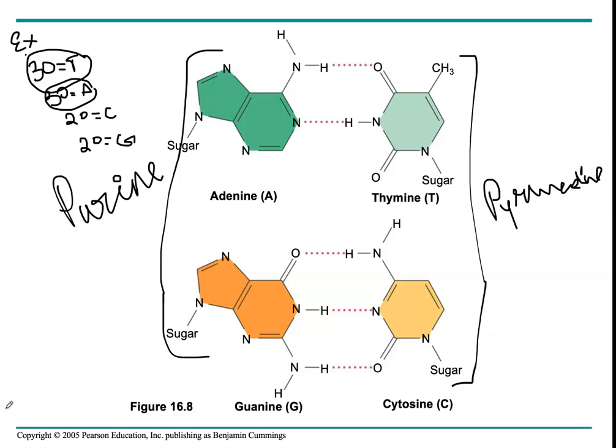When we talked about the sugar molecule, we talked about how one of the differences between DNA and RNA is that DNA has an H in the second carbon position, whereas RNA has an OH. The other difference is that thymine is not found in RNA. Instead, you find uracil.